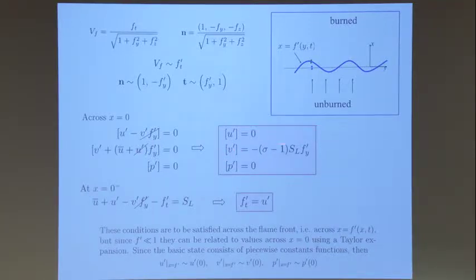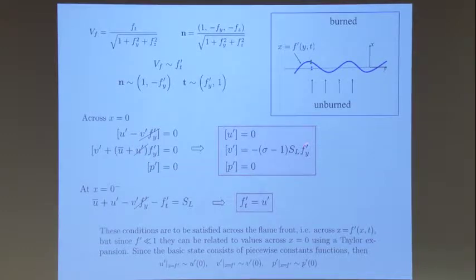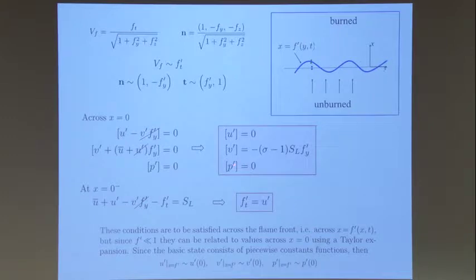The second one, which is the tangential velocity, has a jump, and it's because, again, the normal gets tilted, so there is a jump, but the jump is proportional to the slope f prime of y. The third one says that the pressure disturbance, again, doesn't jump. This is an important one. It comes from the flame speed.